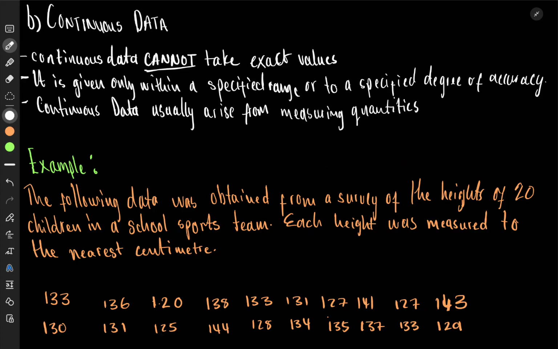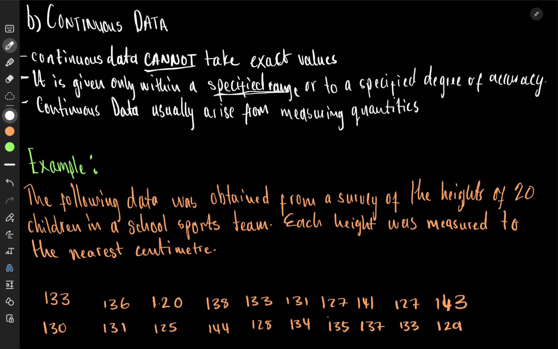Okay? It can be anything. That is continuous. You cannot limit it. So it cannot take exact values. It can be anything. Now, it is given only within a specified range. Okay? We can only give it within a specified range because it can be any value. So we say it can be any value within a certain range. We never really know the values, okay? But it could be anything.